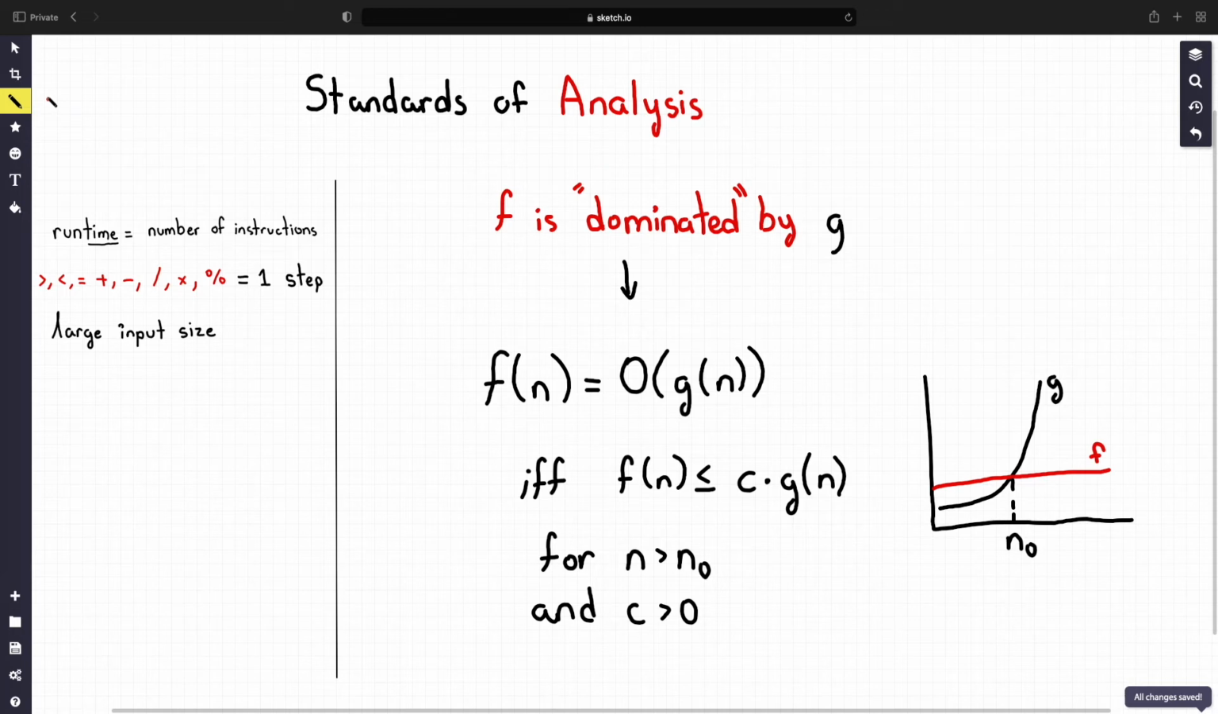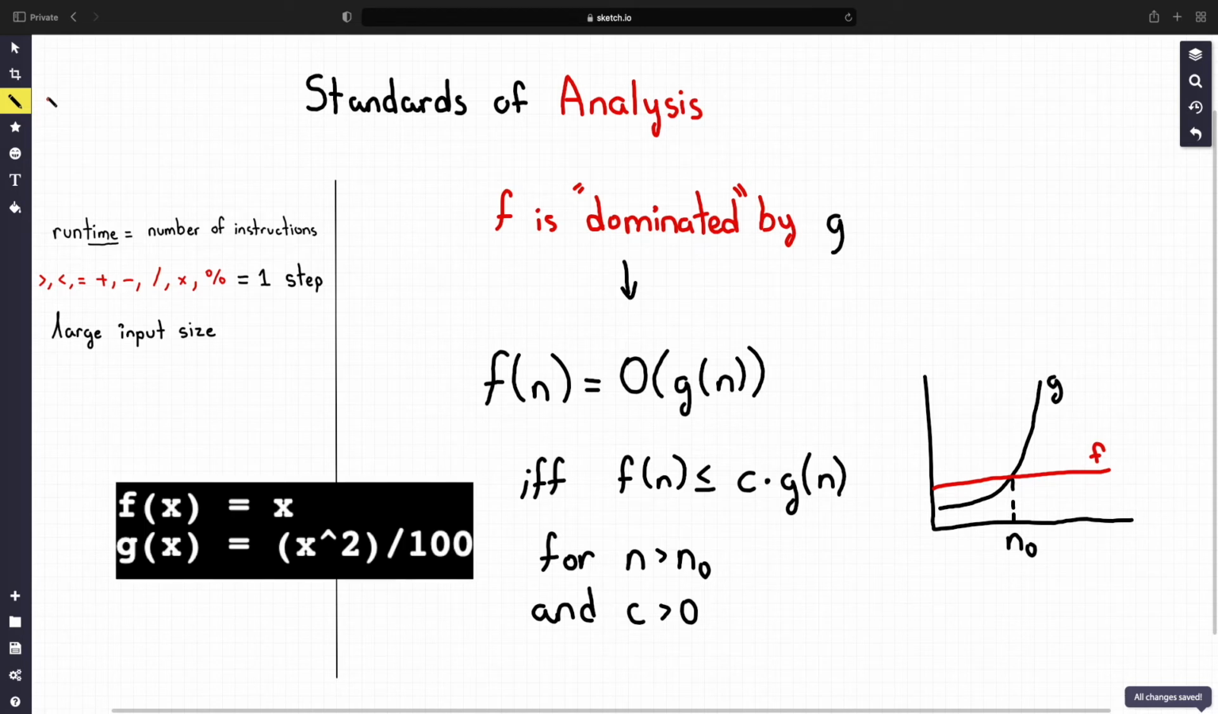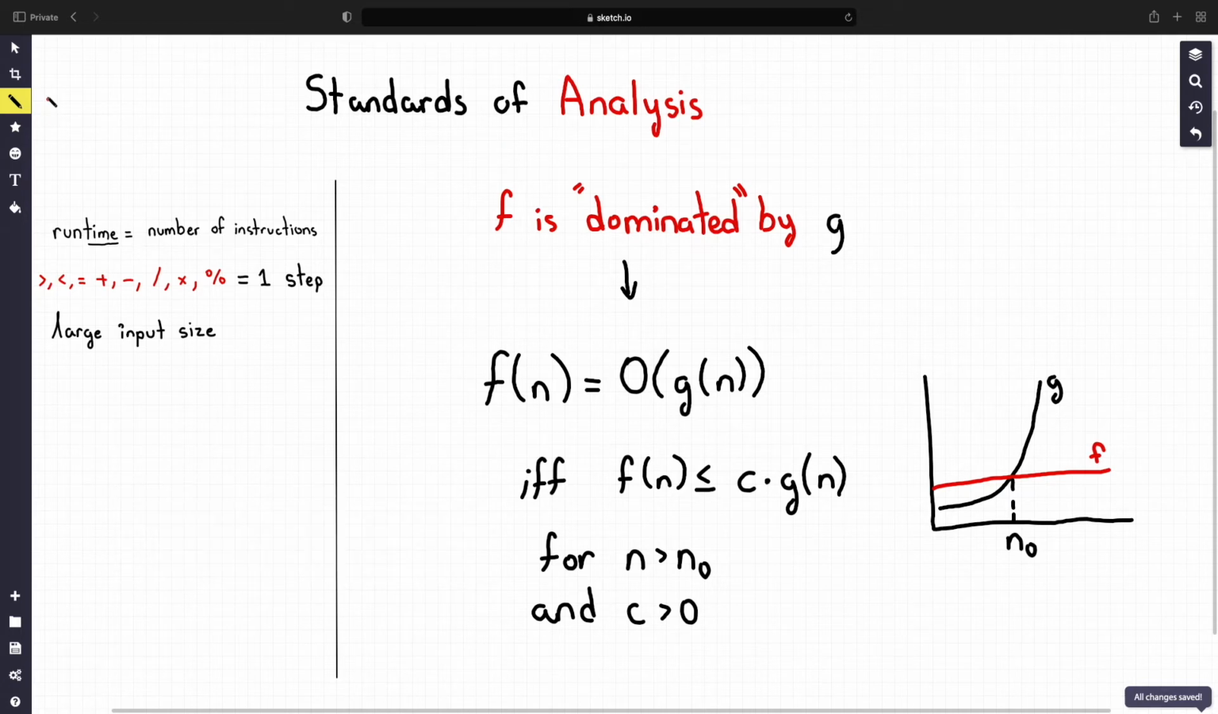What if f equals x and g equals x squared over 100? We know that x squared will dominate x after some time. So how should we modify g to cancel out any such annoying coefficients? We could simply set c to 100 in this case to cancel out the 1 over 100. This is the intuition behind why we have c. c is a trick that lets us cancel out having to write coefficients in the statement f equals O of g.